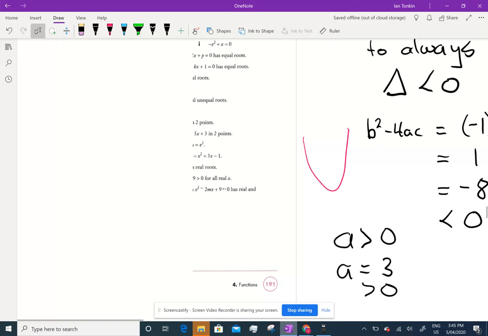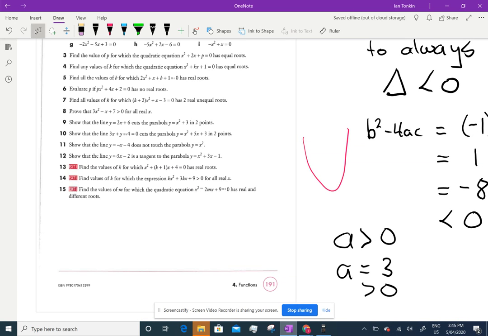All right. Show that the line cuts the parabola in 2 points. That's just doing the same thing. You put them equal to each other, you get a quadratic equation. So I'm not going to do that one. You can have a go at that one. Question 11, show that it does not touch. And question 12, show that it's a tangent.